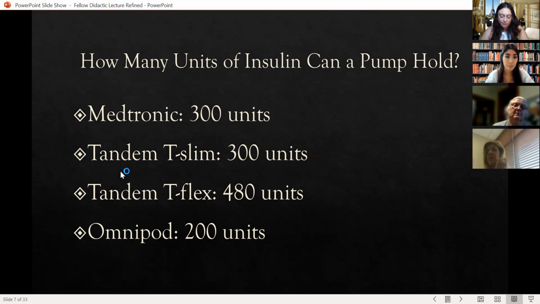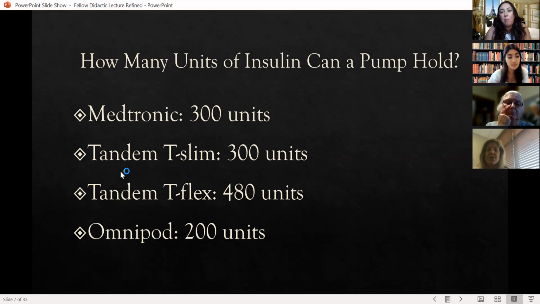Medtronic holds 300, and the Tandem T-Slim holds 300 as well. And then there's the T-Flex, and it holds 480. I don't really have anyone on the T-Flex, mostly because they get into the T-Slim and they can't buy out or change up and upgrade. So it's something that you kind of have to know from the beginning.